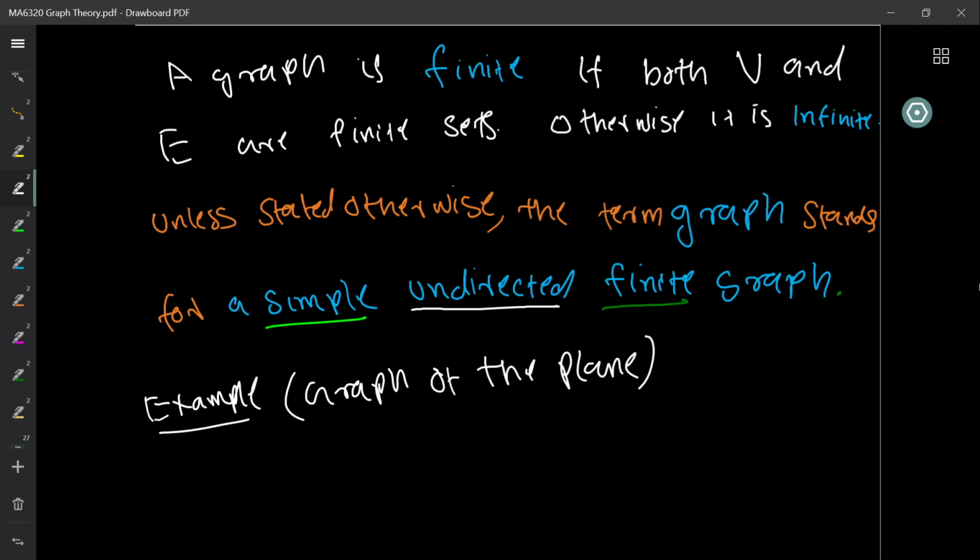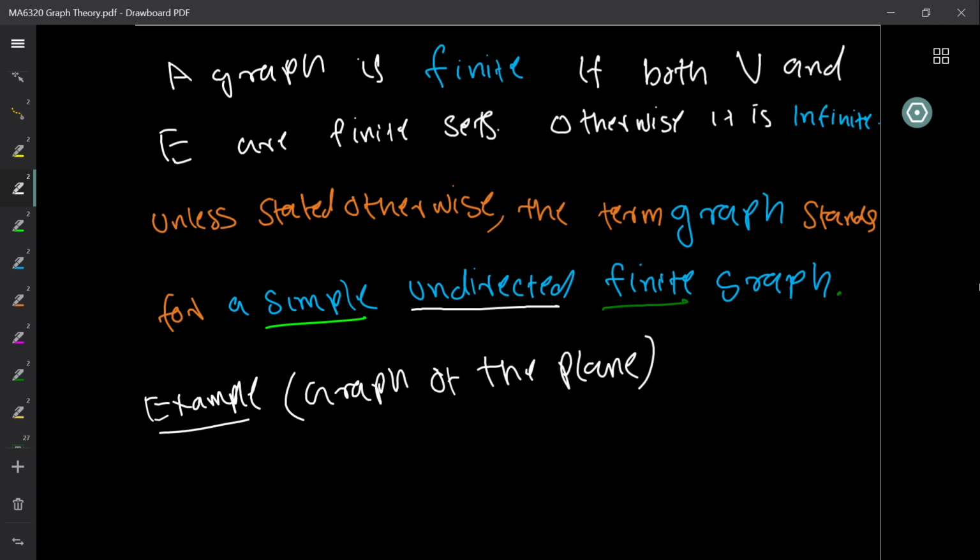If either of these is not the case, we will mention it. If the graph is not undirected, I will say directed graph. If it is not simple, I will mention that, whether it has loops or not, whether multi edges are allowed or not, and whether it is finite or not. If it is not finite, I will mention that.